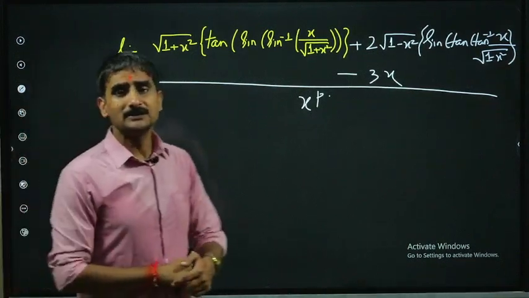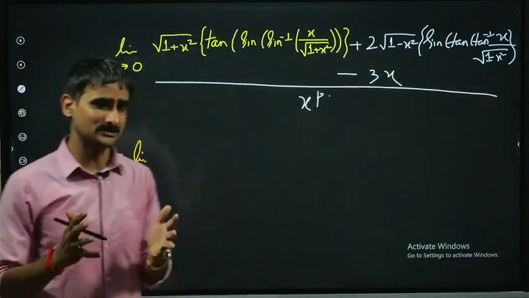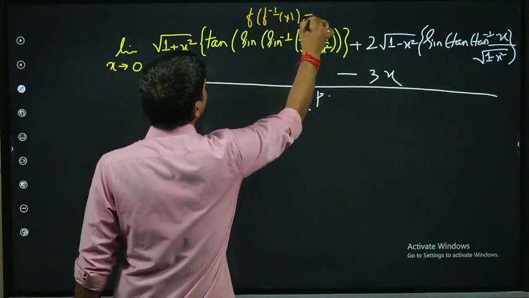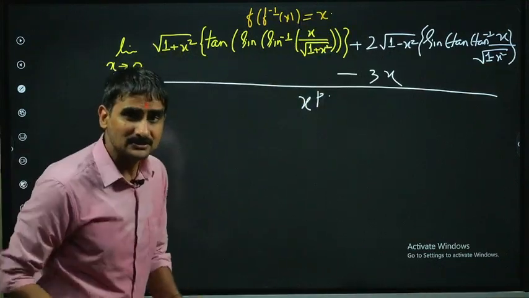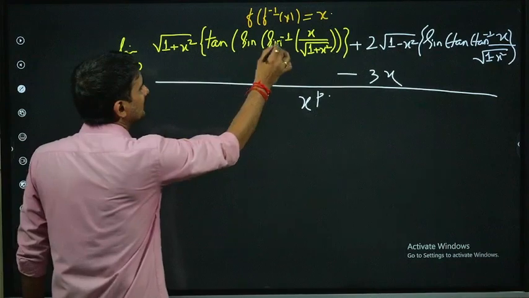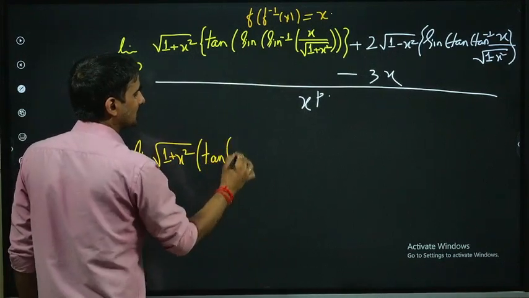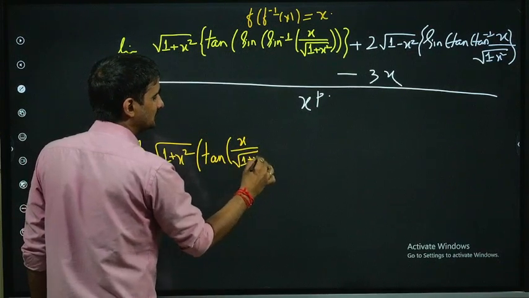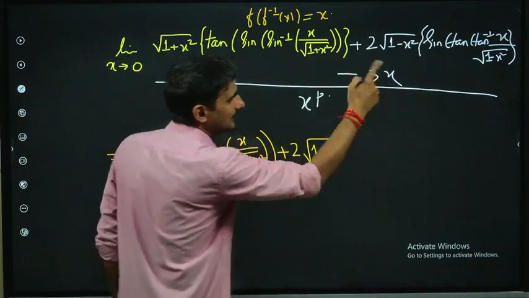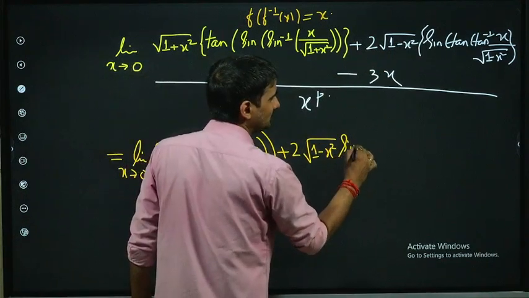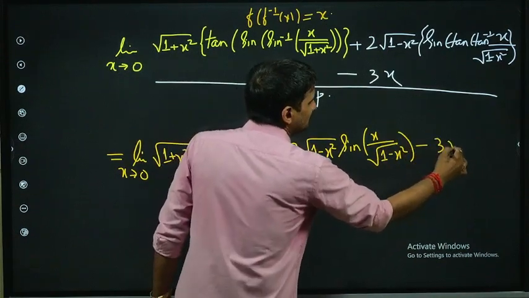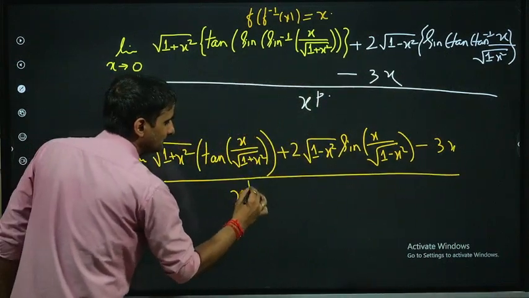Next step, limit as x approaches 0. From the definition of inverse trigonometric function, we know that f of f inverse of x can be replaced with x, within the domain and range condition. So it is square root of 1 plus x square, and this and this will go away. So it's tan of x over square root of 1 plus x square, that's one term, plus 2 times square root of 1 minus x square. Tan inverse is gone, so it's sine of x over square root of 1 minus x square, that's another, minus 3x, over x raised to the power p.